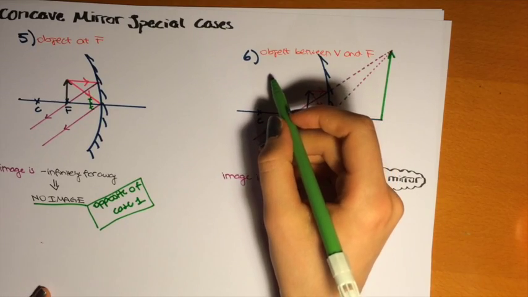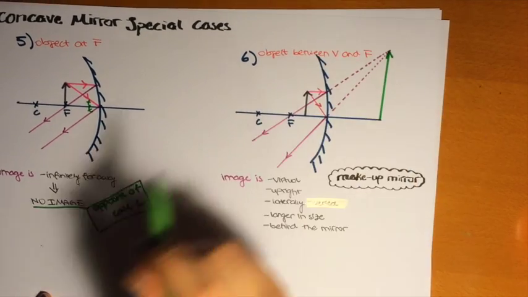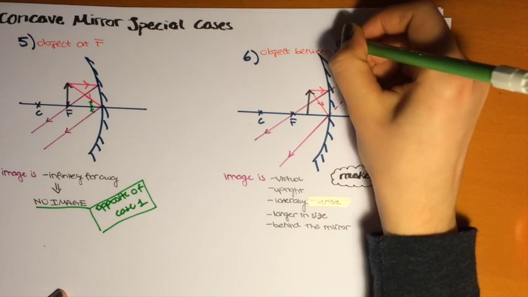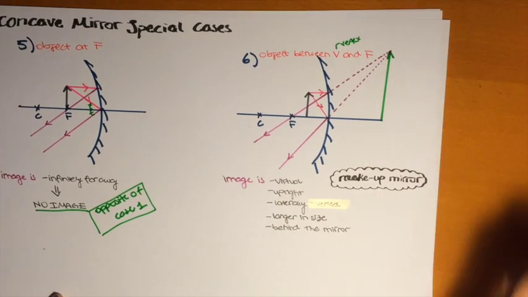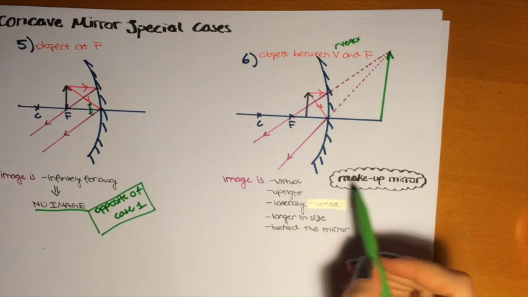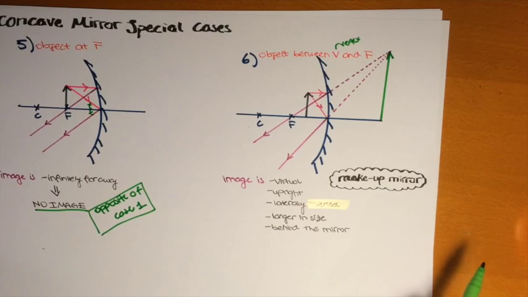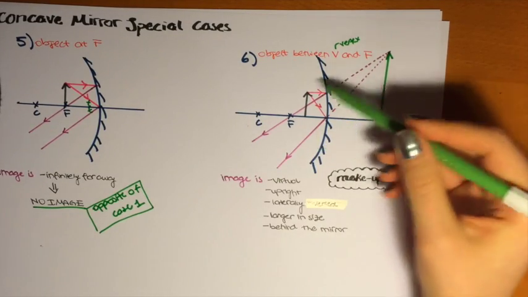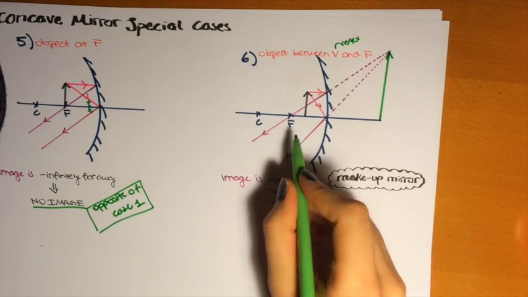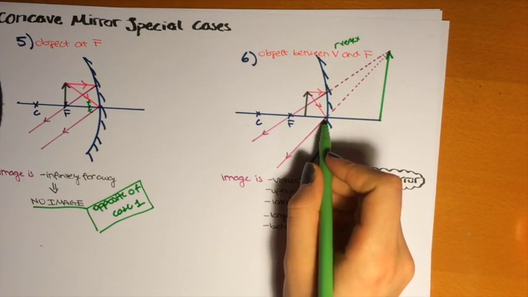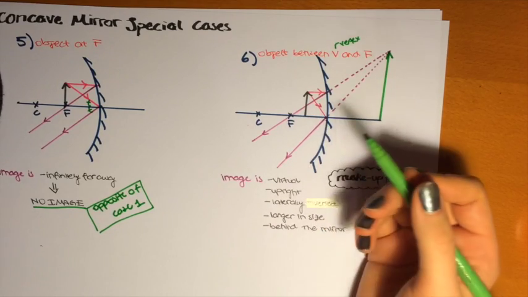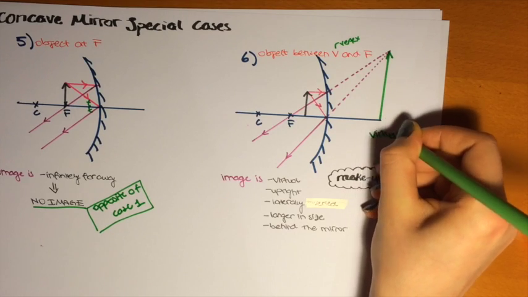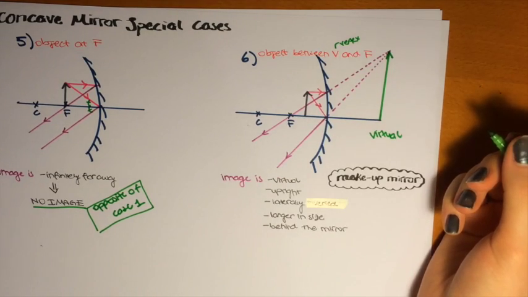For the concave mirror special case number 6, I have an object between V and F. V is the vertex. And then this is a makeup mirror. So when we use the makeup mirror, we actually use the concave mirror special case 6 because we stand between the focus and the vertex. And then our image is virtual because it's on the other side of the mirror.